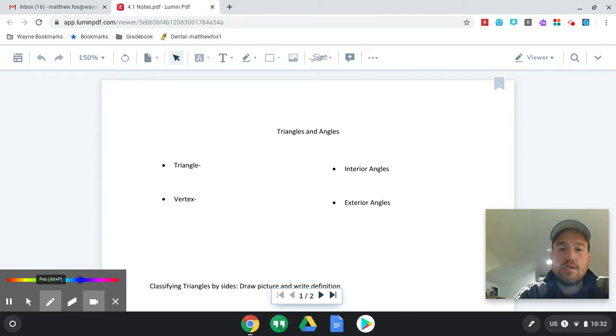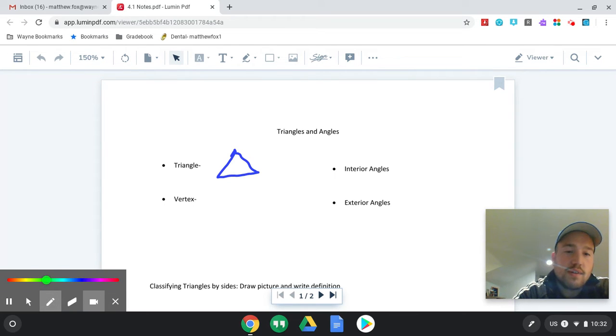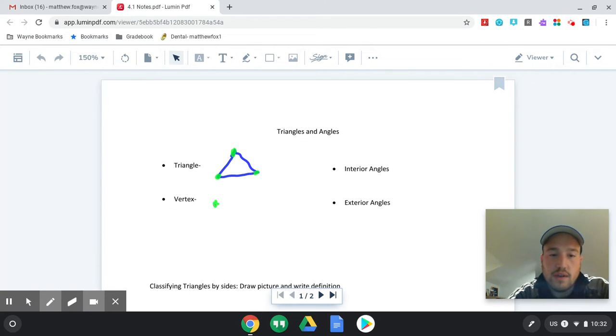I'm guessing you know this, but the triangle is just three sides all connected. Now the vertex, or the vertices, are each of these corners here. So the green dot is the vertex, or the plural, the vertices. And each of those is where one of the angles occurs.